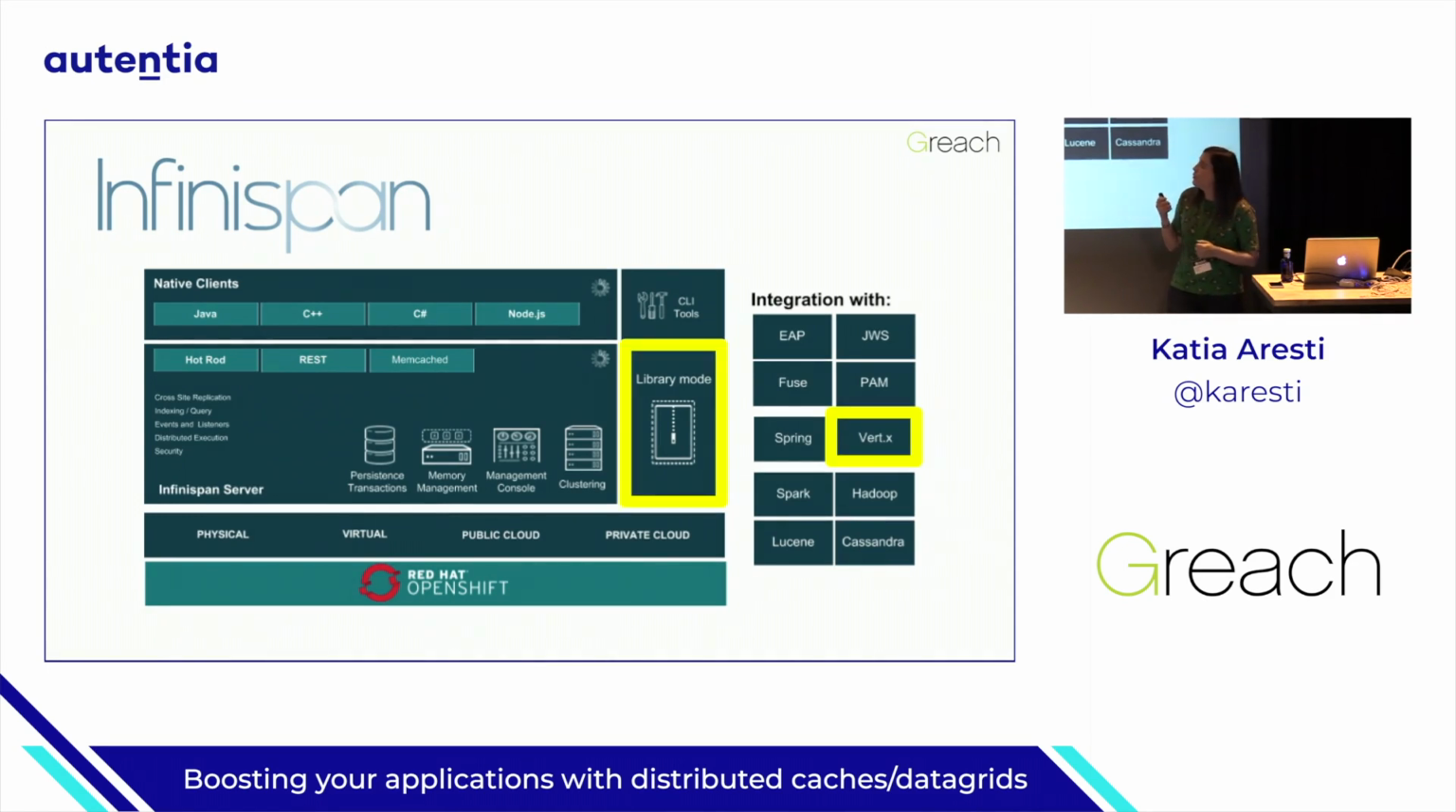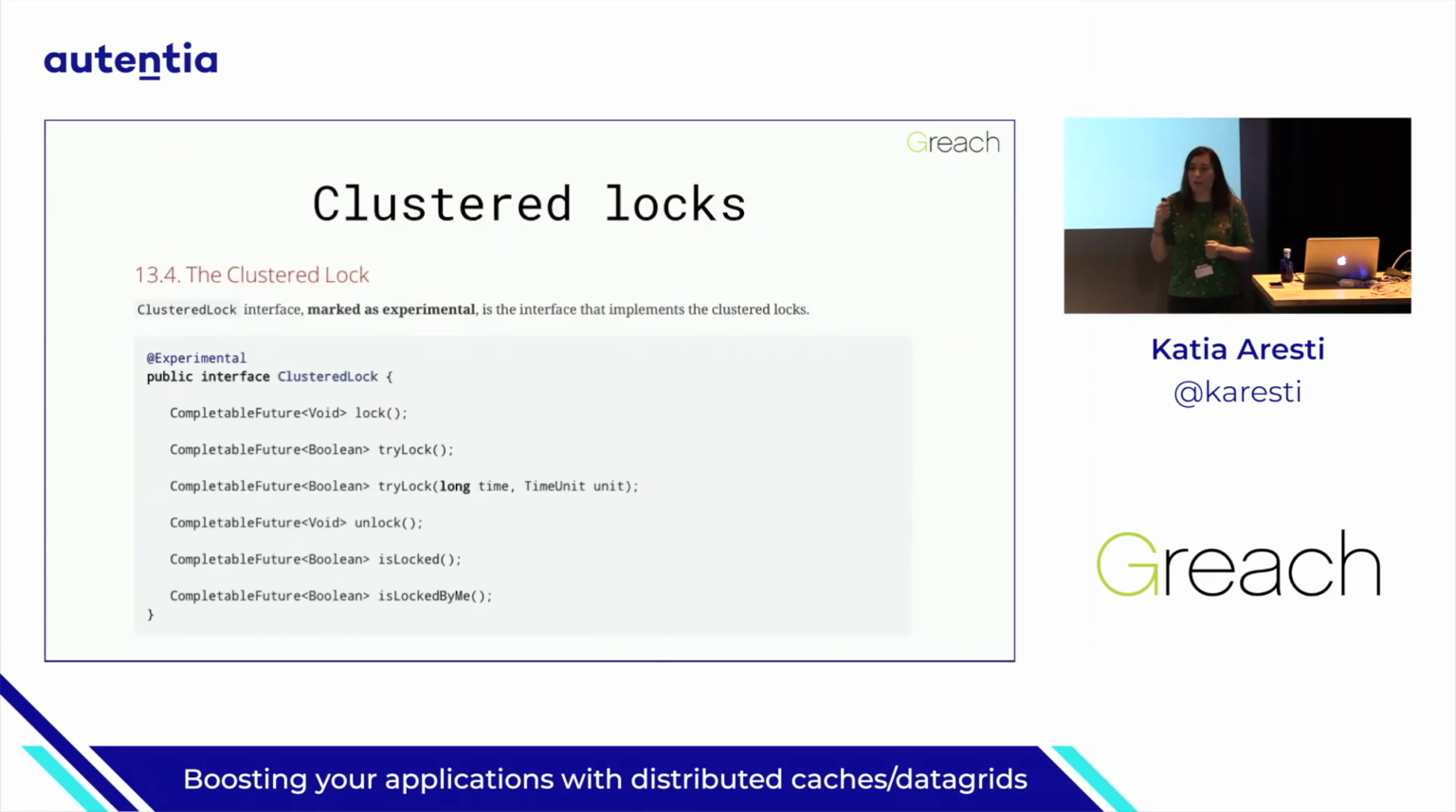What have we used here? We've used Infinispan library mode with Vert.x integration. And what you've seen, I'm using vertx.getSharedData().getLock(). This lock is the Vert.x API, but underneath it's using the clustered lock API, which is a distributed lock, not for synchronizing work between threads, but between instances of Infinispan. And it's completely asynchronous, and the interface looks like a regular Java lock.